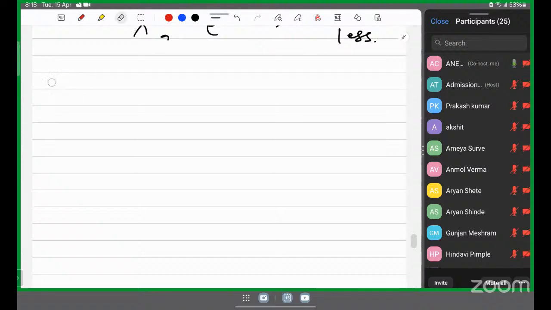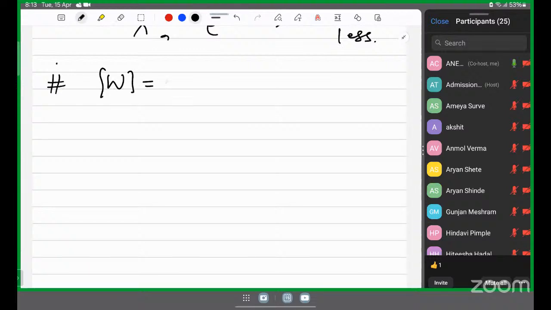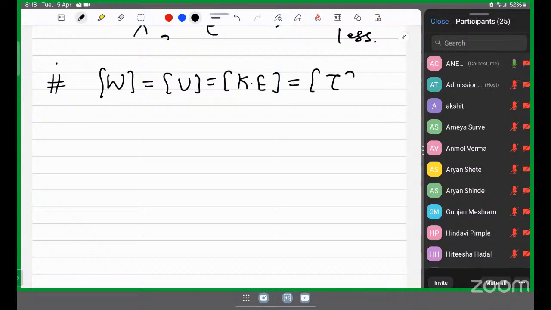Yes. Understood, sir. Next point, dimensional formula for work done, dimensional formula for potential energy, dimensional formula for kinetic energy, dimensional formula for torque. All of them have same dimensional formula, which is ML2T minus 2.